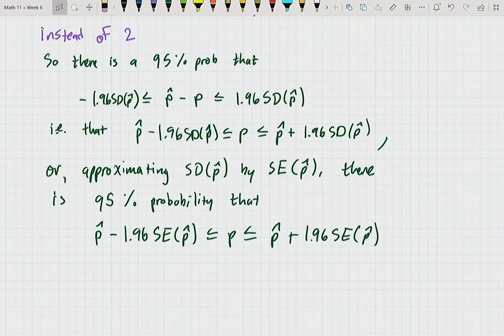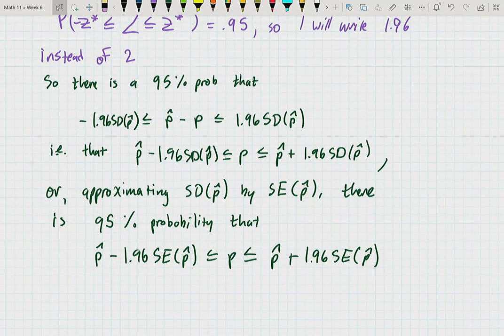So what's the error, though? If there's 95% probability that p and p hat are within this so-called margin of error, there's still a 5% chance that it's not, okay? So that could happen. That 5% chance is the probability that the population proportion is not within this interval, okay?